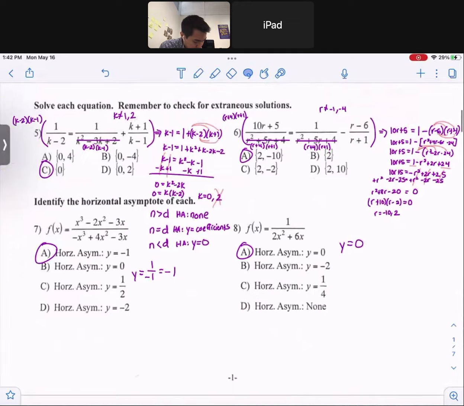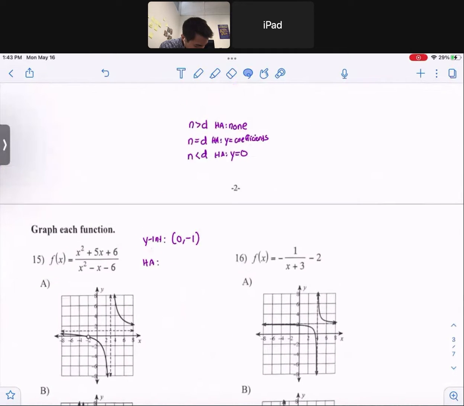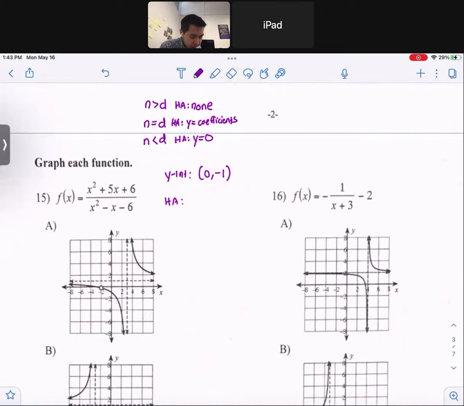Horizontal asymptote, remember we have to look at this information right here and deduce by looking at the degrees. Both the degrees, you guys, are the same, and the coefficients for these two are 1 over 1. So your horizontal asymptote is 1 divided by 1, which is simply y equals 1, which means you don't have a slant asymptote.